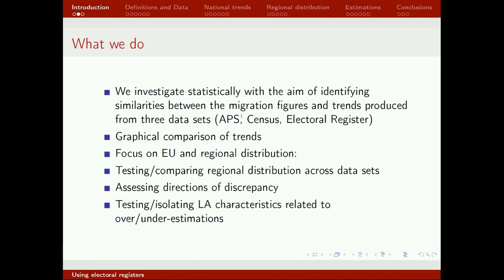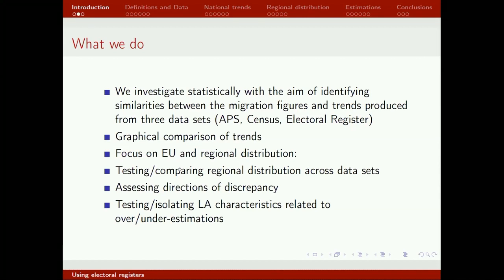A word of caution on definition first. We are not able to use the internationally recognized definition of immigration, which is that you are born abroad and that you have spent at least a year in the host country. We can't use that, of course, when we use the electoral register, because the electoral register only records nationality.